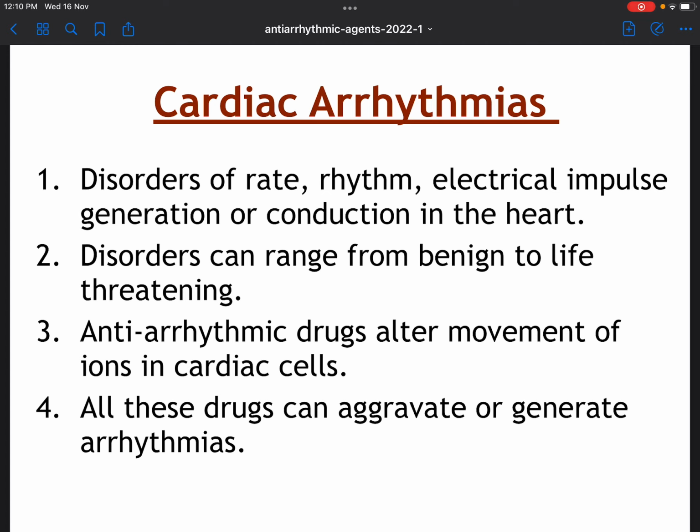Or sometimes some other areas of the heart become irritable. They start to produce an action potential. They start to have automaticity. They have that potential in them.